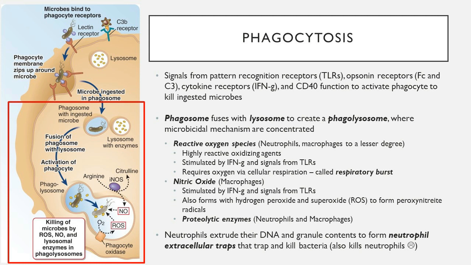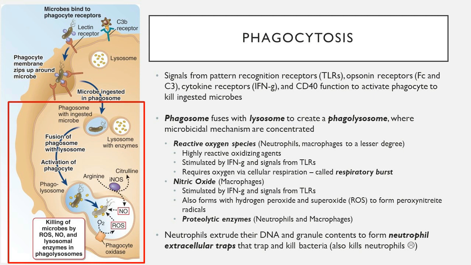There's also nitric oxide, which is more on the macrophage cell type. This is also stimulated by IFN gamma and signals from toll-like receptors. Furthermore, there's a cooperative function between these two chemicals, in that nitric oxide can combine with hydrogen peroxide or superoxide, both reactive oxygen species, to produce highly reactive peroxynitrite radicals that can also help kill microbes. Furthermore, there exist proteolytic enzymes such as elastase or cathepsin that can help destroy microbes as well within these phagolysosomes.